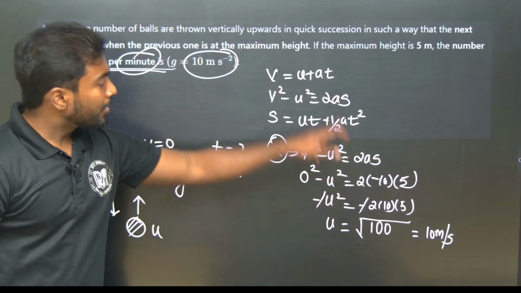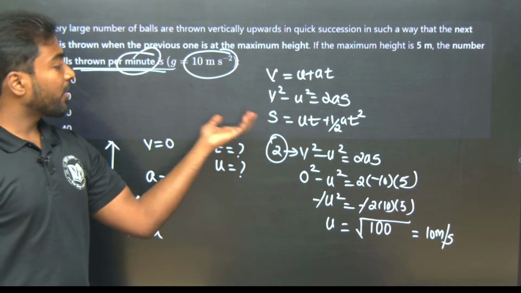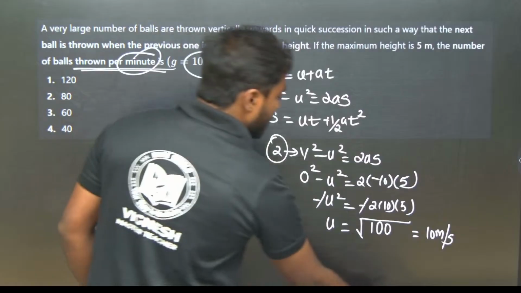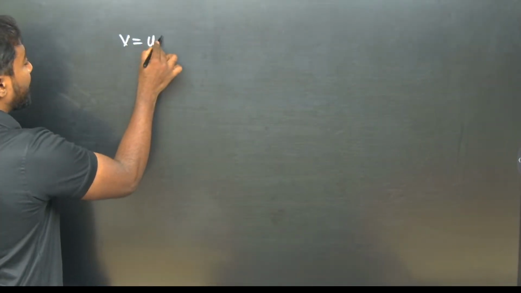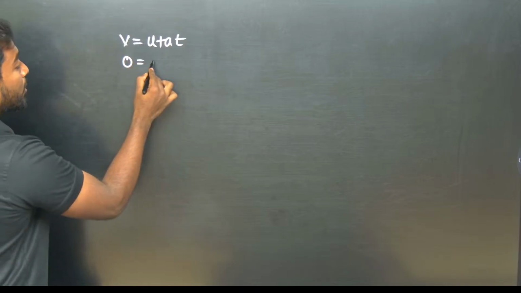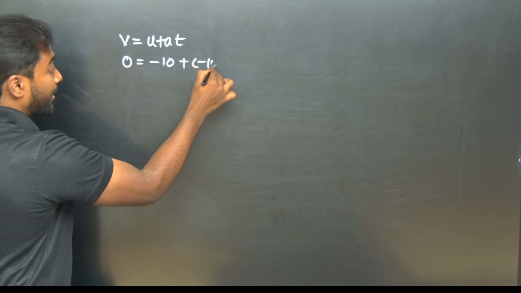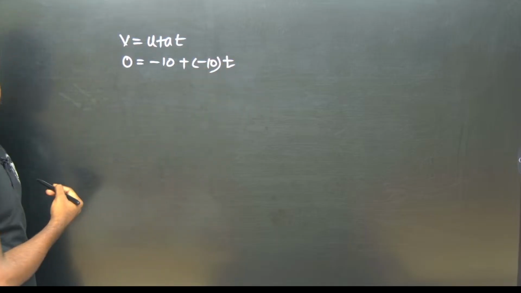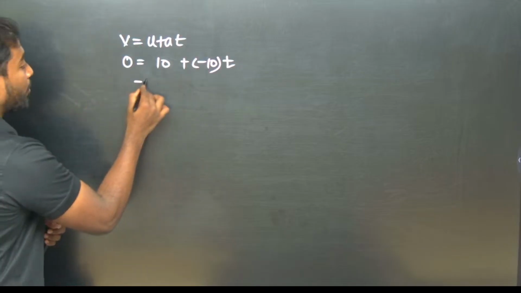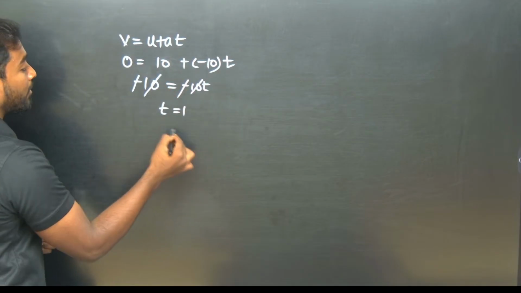Now I can take the first equation. Either I can use the second equation also, but it needs one more step, so I can use the first equation easily. v equals u plus at, where v is 0, u is 10, a is minus 10, into t. When it comes to this side it will become minus 10, so minus 10 equals minus 10 into t, minus minus get cancelled, 10 get cancelled, t will be equal to 1 second.